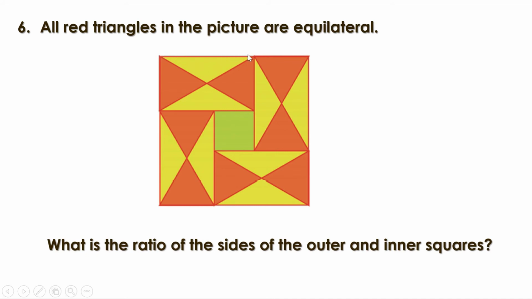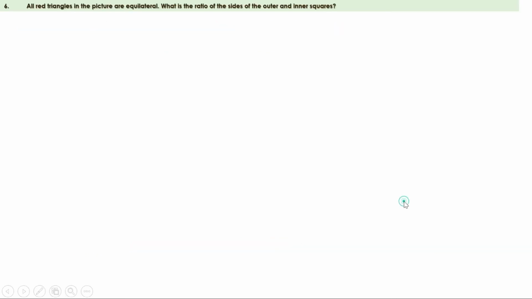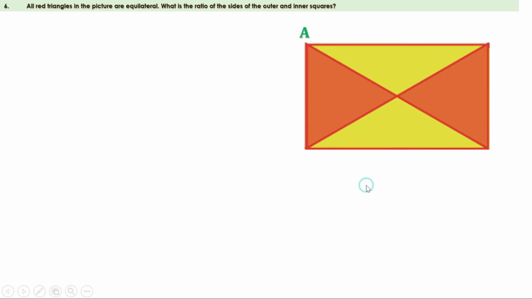Now let us take one rectangle from this. Let me give a name for this rectangle. Let it be ABCD. Given that all these red triangles are equilateral. Let one side of the triangle be x. Then this is also x. This is also x. This is another equilateral triangle. Therefore, its sides are also equal to x.